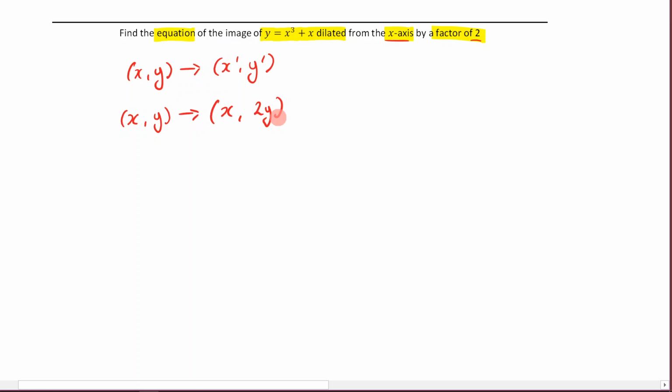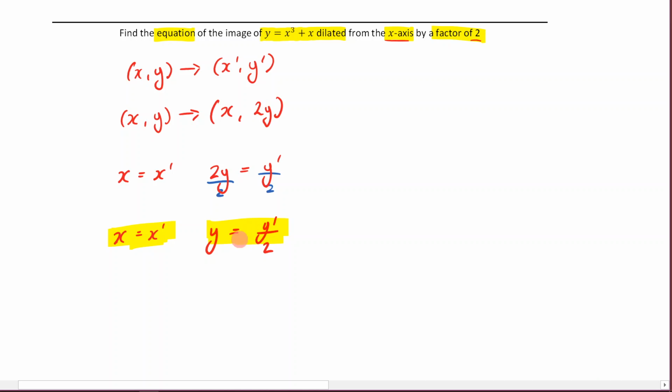The next thing I do is I create my equations. So I'm going to go x is equal to x dash, and I'm going to go 2y is equal to y dash. I now am going to solve these for x and y. So this is already done. X is already equal to x dash. And here what I'm going to do is divide both sides by 2. And that means I'm going to end up with y equals y dash over 2. These are the equations that we are going to sub into our original graph.